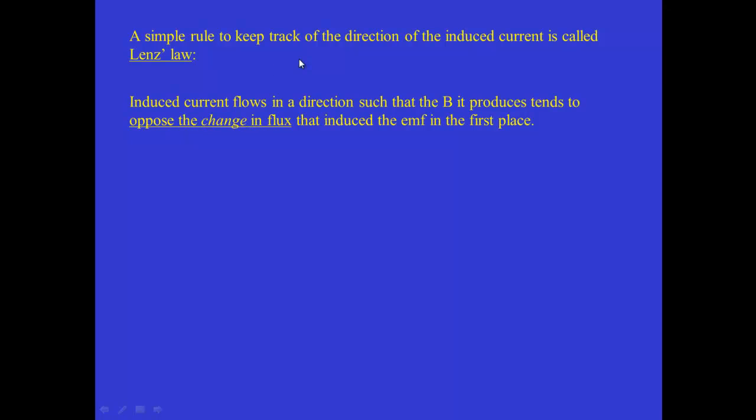It's called Lenz's law. Lenz's law says the induced current resulting from electromagnetic induction flows in a direction such that the magnetic field it produces, the magnetic field produced by the induced current, tends to oppose the change in magnetic flux that induced the EMF in the first place. So Lenz's law tells us that a Faraday electric field is a phenomenon that always opposes whatever it was that gave rise to it in the first place.